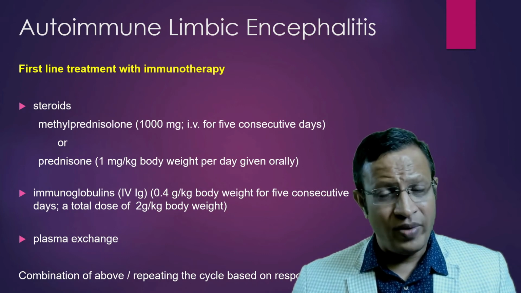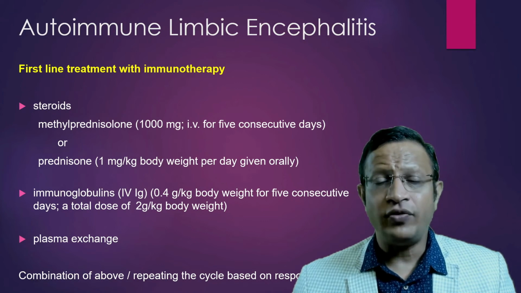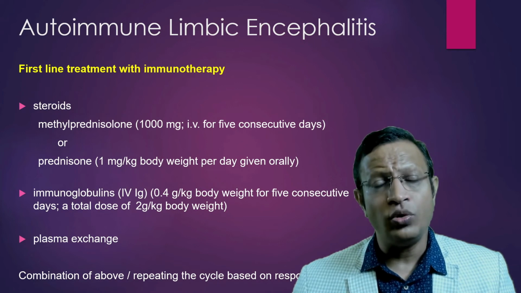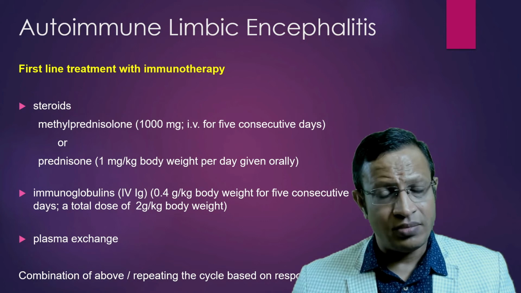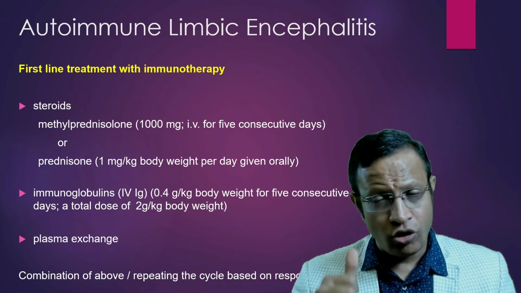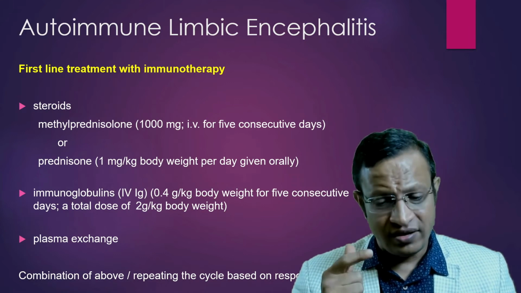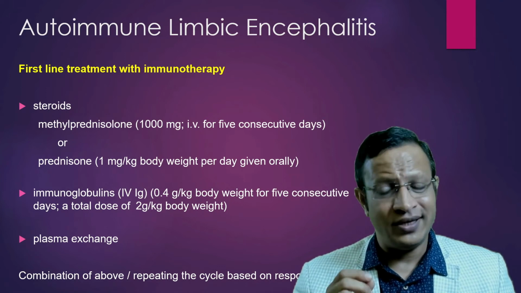Or else you may also consider giving immunoglobulins, IVIG. That is 0.4 gram per kg body weight for 5 consecutive days. A total dosage of 2 gram per kg body weight should be considered. However, you may also consider plasma exchange or plasmapheresis. All these three can be given in combination depending upon the severity of the illness, or you may consider just the first one, or IV or oral depending upon the condition.